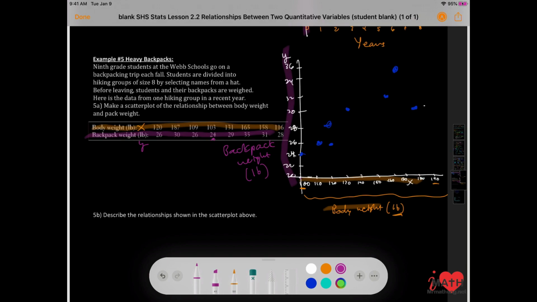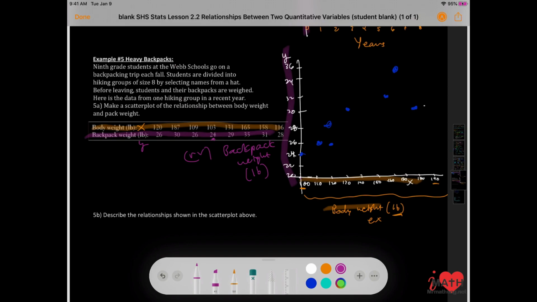So again, what is the process in which I'm making this? I decided that this was my explanatory because of the x, and this was my response variable because that's my y coordinate, and then I labeled it, and then apply your individual points. Okay, so let's answer these questions here.